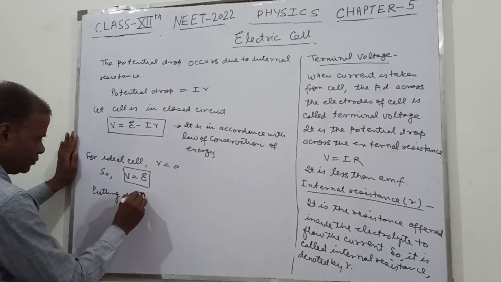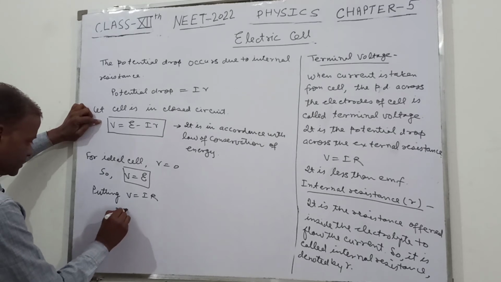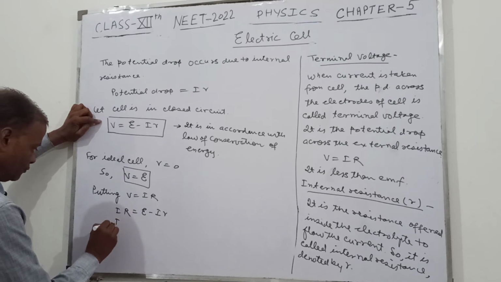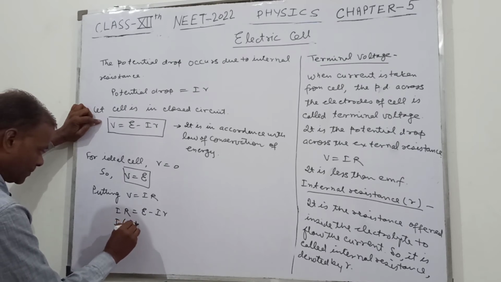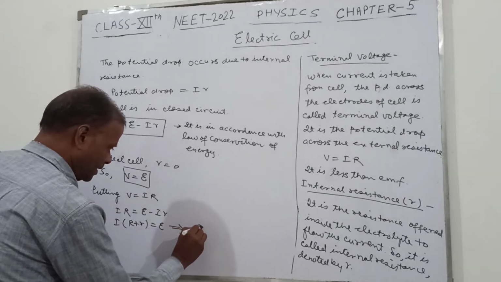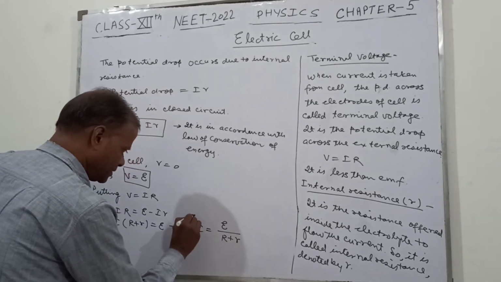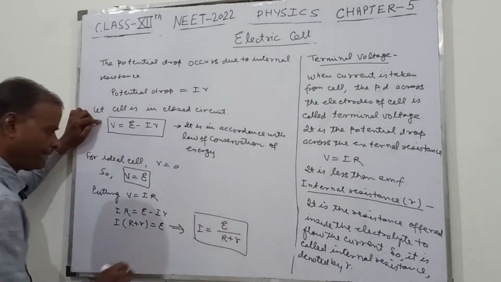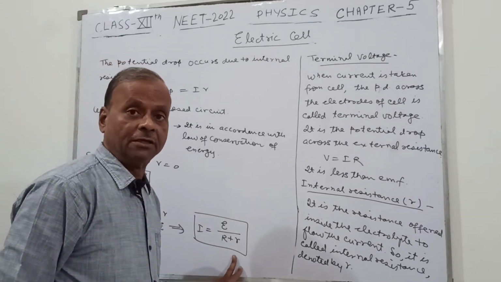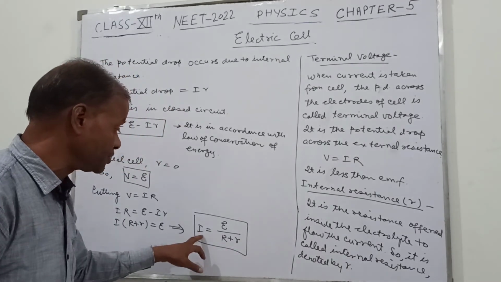Putting V equal to IR here, what we have is IR is equal to E minus Ir. So here we have I(R plus r) equal to E, and here I is equal to E upon R plus r. This is the current. So this much current will be provided by this cell. If R is equal to 0, then you can see that this I is maximum.